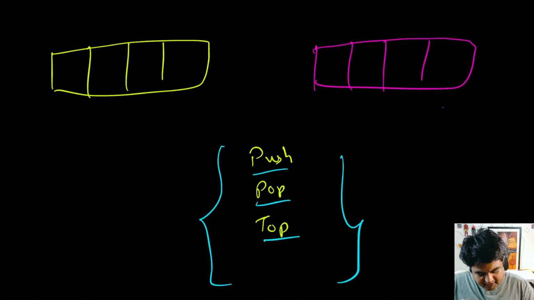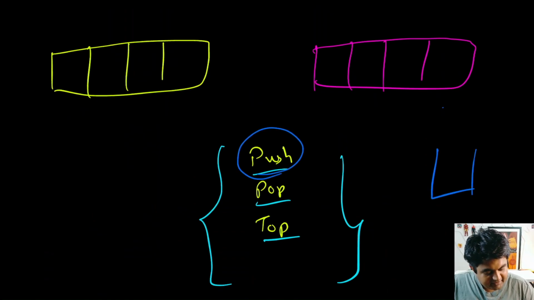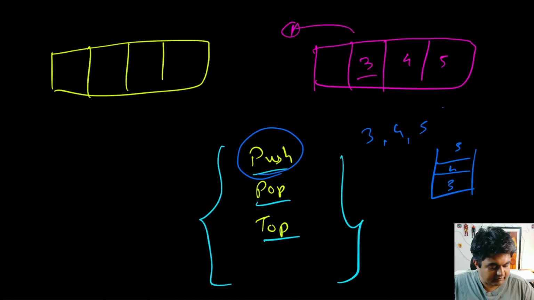Let's try to understand how the push operation would work in a typical stack. If we had a stack like this, and let's say the entries we want to push are 3, 4 and 5, 3 would come over here, then 4 would come over here, then 5 would come over here. In this case, if we had just one queue, we would have 3, 4 and 5 sitting in this order. But if we had to take one out, we would take 3 out, whereas we should have taken 5 out.